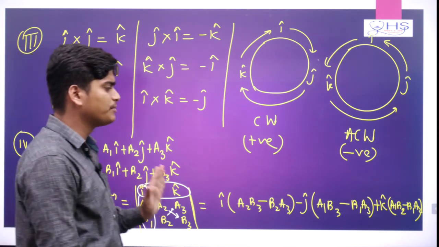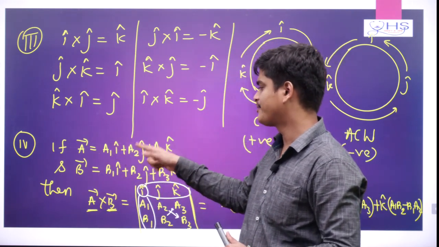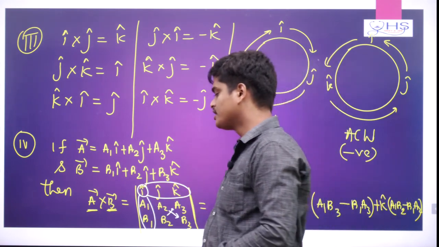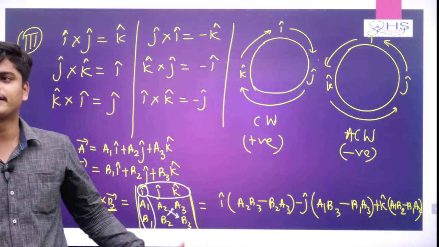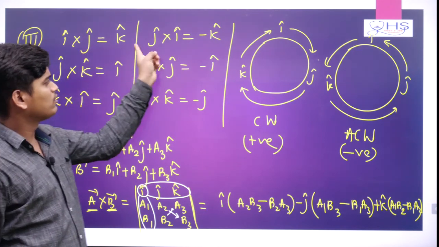Whenever the component form is given, like a vector is 2 i cap plus 3 j cap minus k cap, this type of thing, then you have to apply this rule, you have to calculate the determinant. Okay, I hope you understand the cross product rules here. And remember, a cross b is not equal to b cross a. So that's why i cross j is not equal to j cross i. So that's why some minus sign is coming.